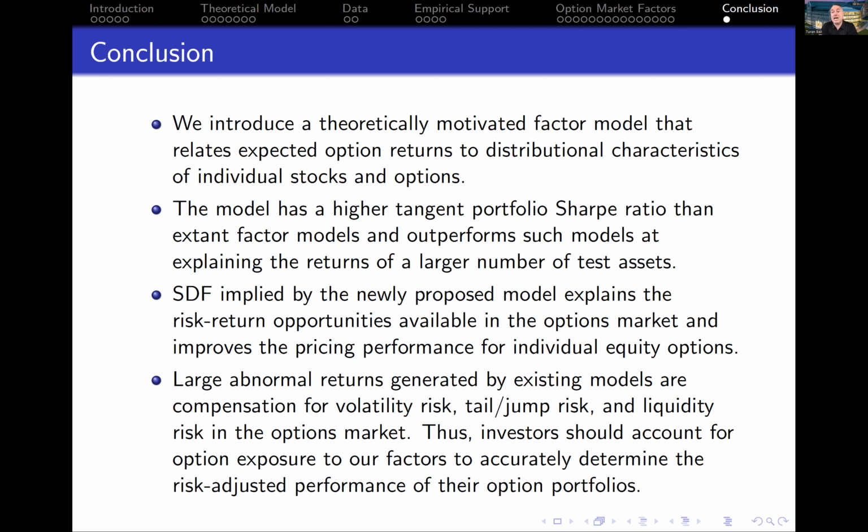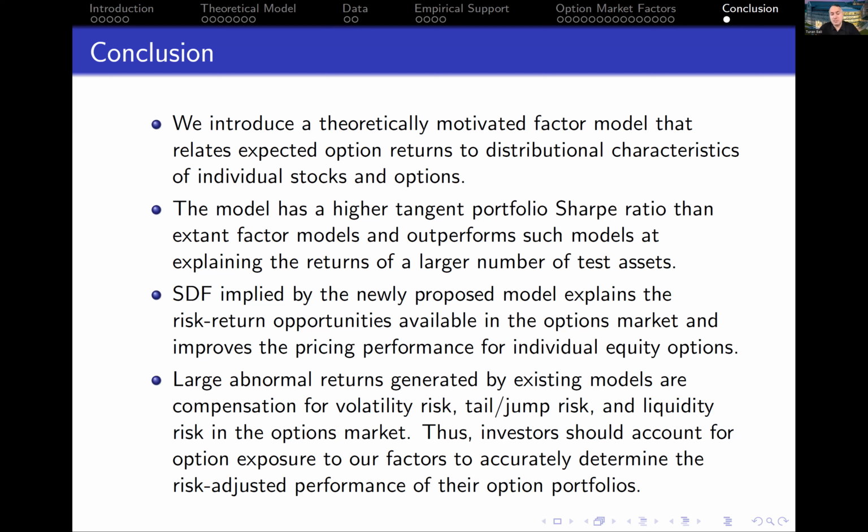And we explain larger realized return spreads on test assets. And the SDF implied by our model produces greater risk return opportunities and also improves cross-sectional pricing of equity options. And one practical takeaway from our paper, I would say, is these large abnormal returns that people talk about.